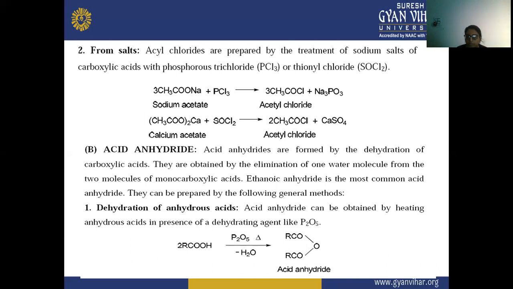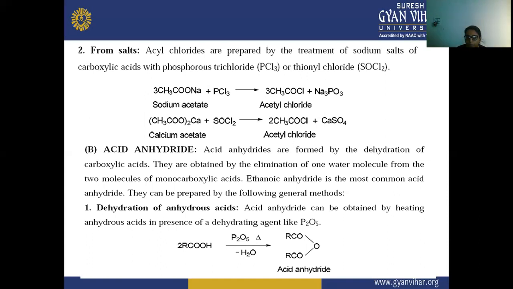So sodium acetate is prepared by the treatment of the sodium salt of carboxylic acid with phosphorus trichloride or thionyl chloride. There is a formation of acetyl chloride. Sodium acetate is reacted with PCl3, and there is a formation of acetyl chloride plus Na3PO3. Next is calcium acetate plus SOCl2. Calcium acetate is reacted with SOCl2, and there is a formation of CH3COCl plus CaSO4.